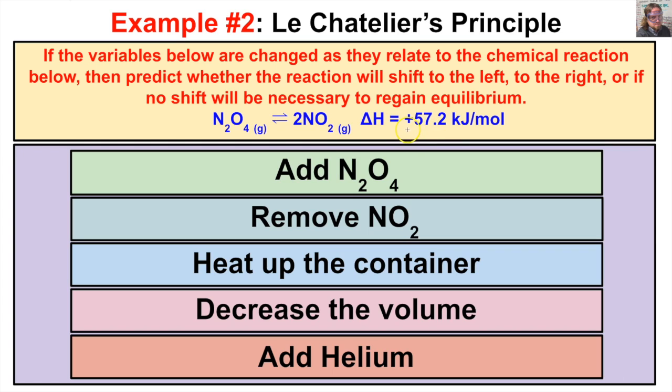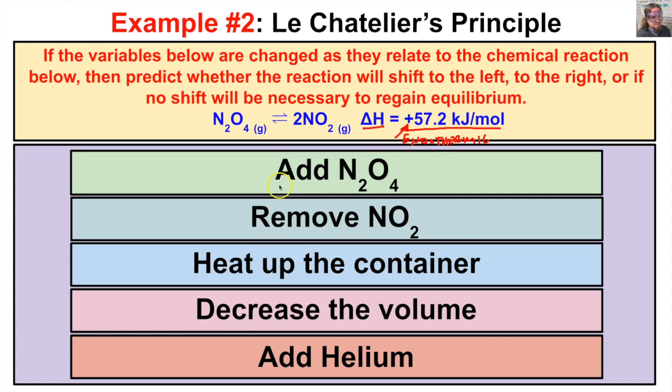Furthermore, what we know is that this is going to be an endothermic process, right? We know the enthalpy of our reaction here is 57.2 kilojoules per mole. And because this sign is positive, that means that this chemical reaction is endothermic, meaning that it absorbs heat. And so what we have to do here is figure out whether this chemical reaction or equilibrium is going to have to shift to the left or to the right, or if no shift at all will be necessary to regain equilibrium if we start changing some of the variables here.